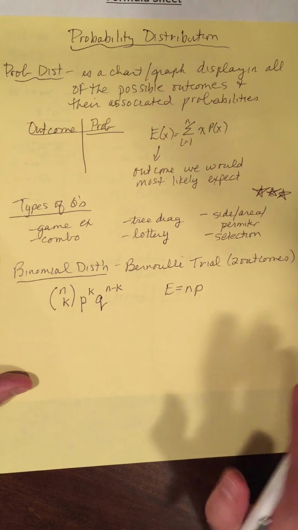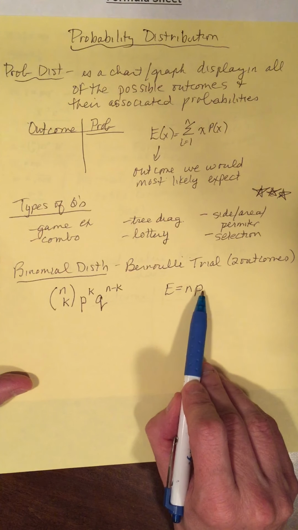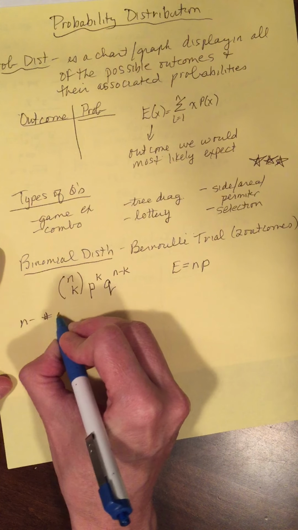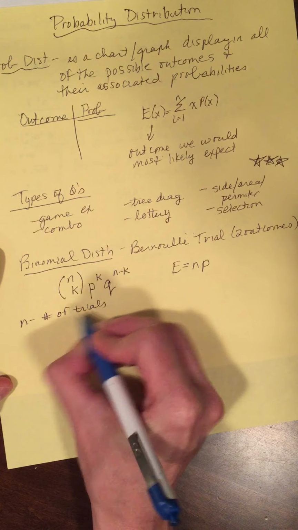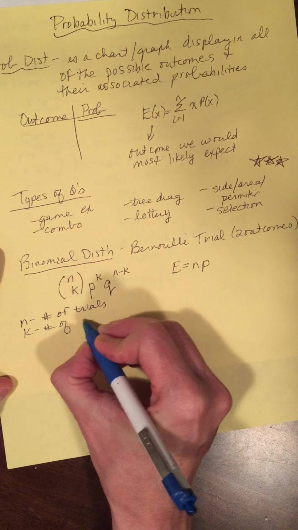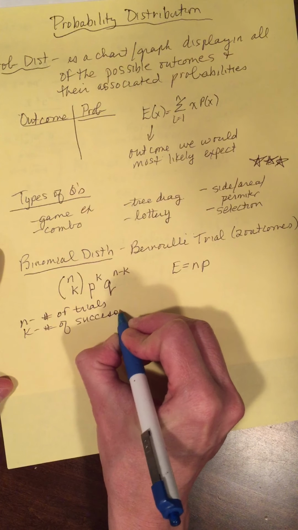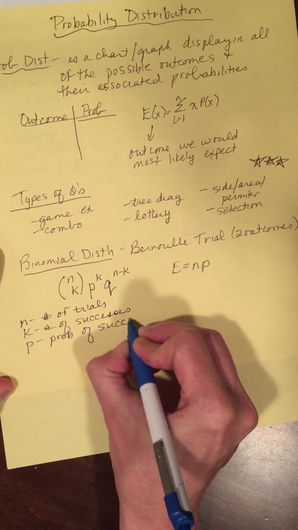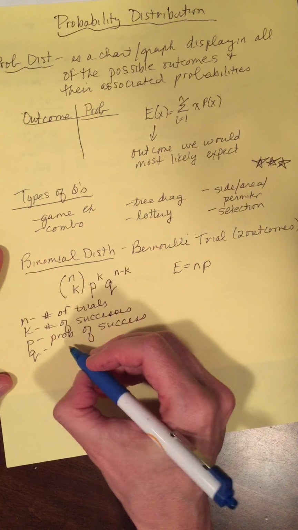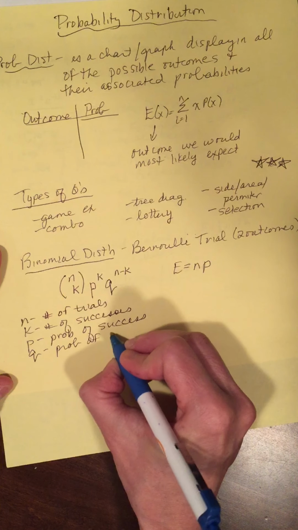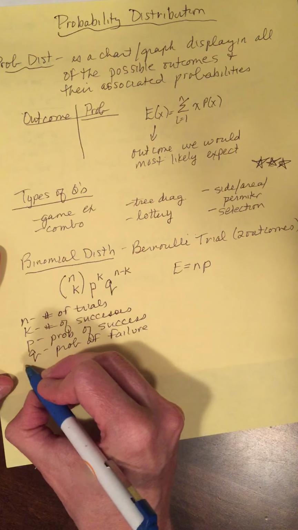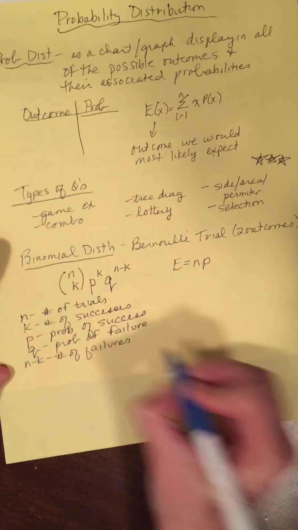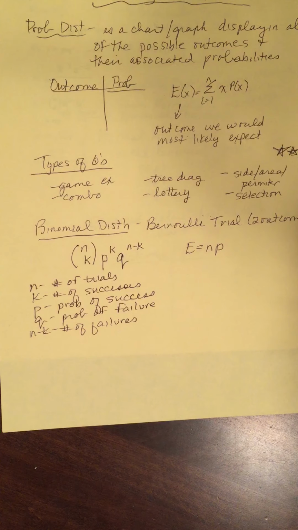What also goes with it is a really quickie type of expected value formula, if it's a Bernoulli question, where you take the number of trials times the probability of success. So let's write this down. Number of trials, number of successes, probability of success, probability of failure, and number of failures, just so that you know when you're referencing it later.